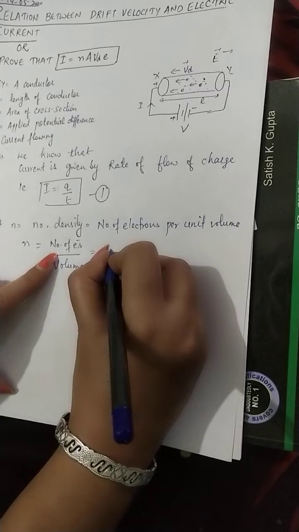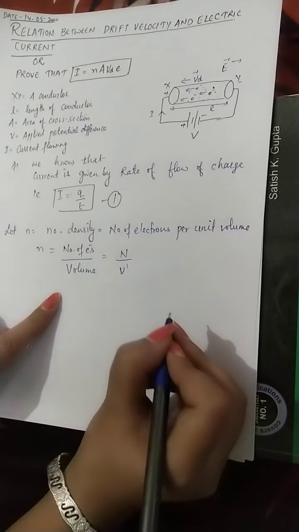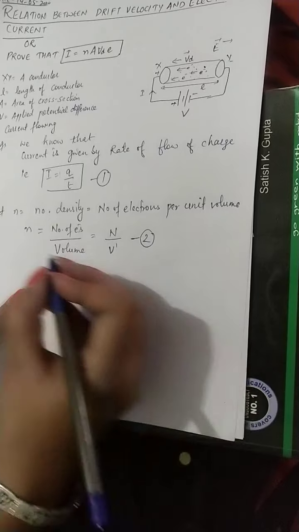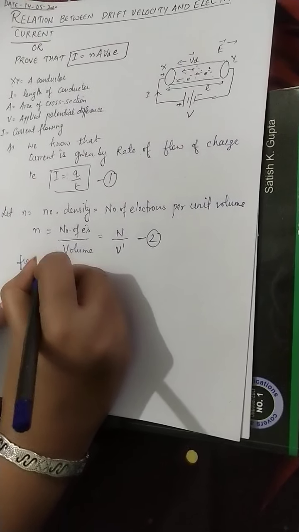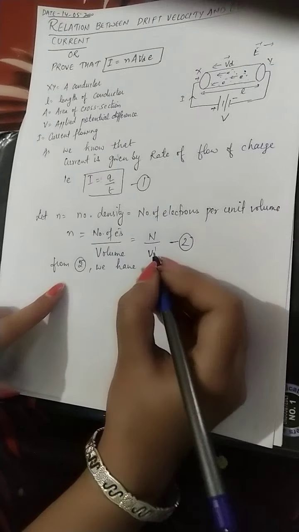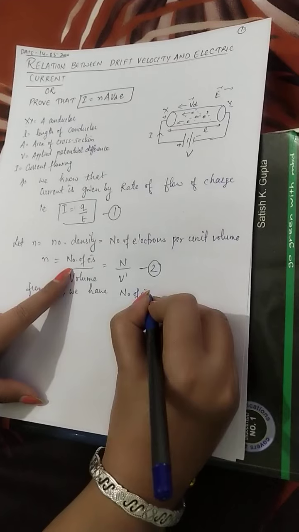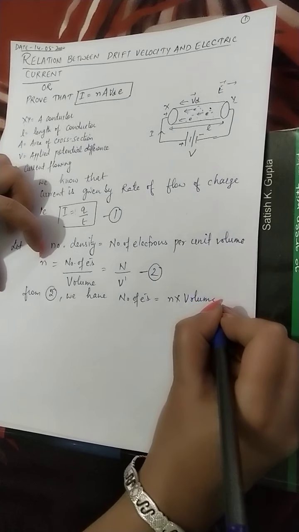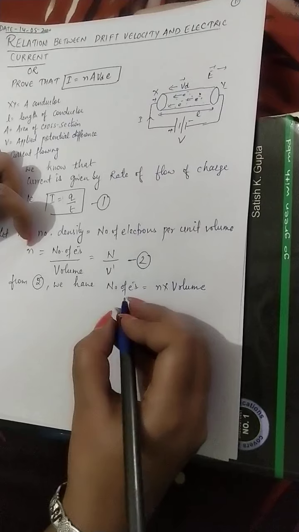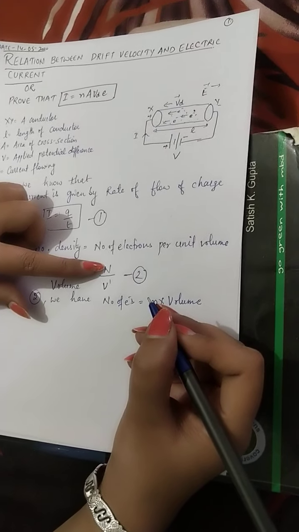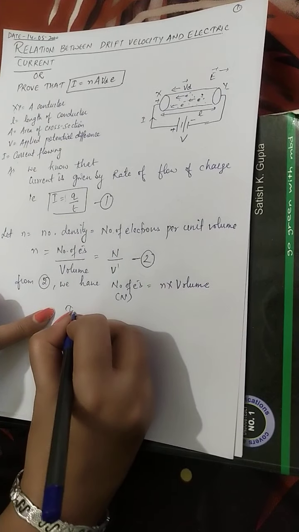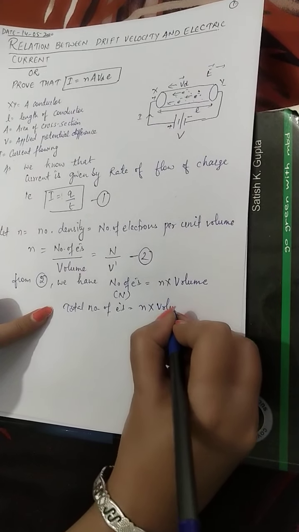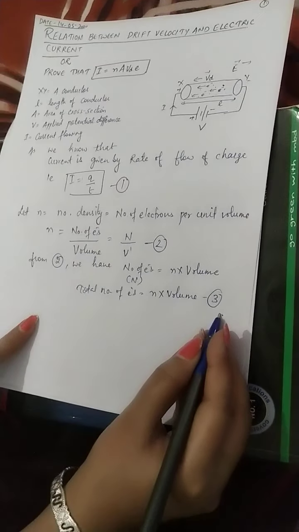Let us write the number of electrons by capital N, and let us represent the volume by V dash. Take this as equation number 2. From 2 we have, the number of electrons will be equal to small n into volume. So this is the total number of electrons, which is equal to small n into volume. Take it as equation number 3.